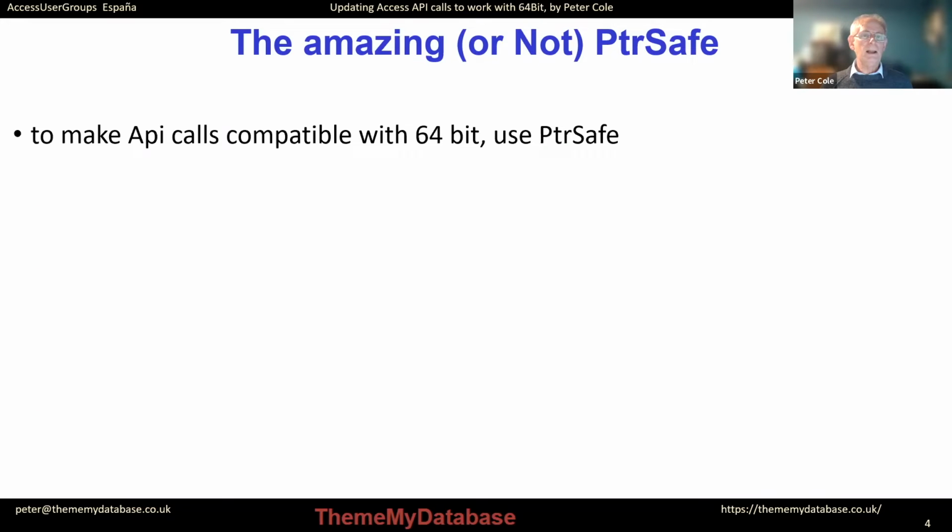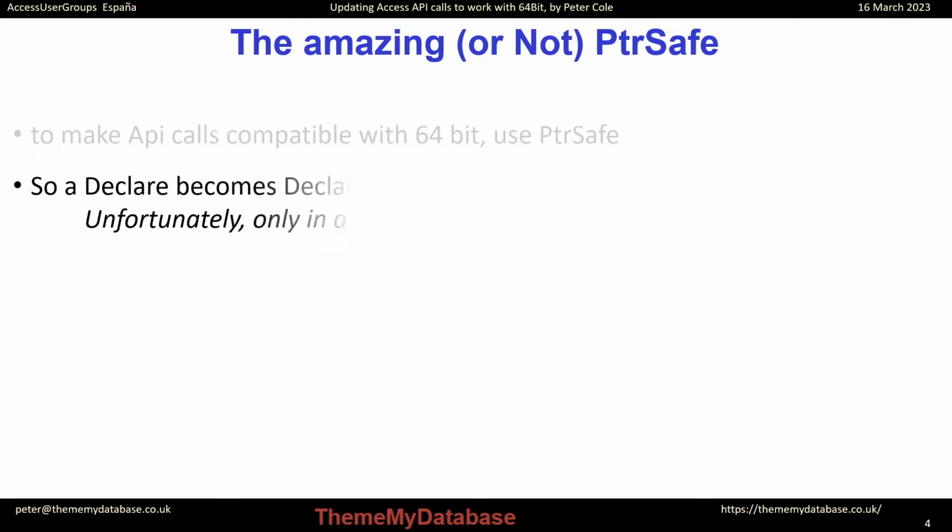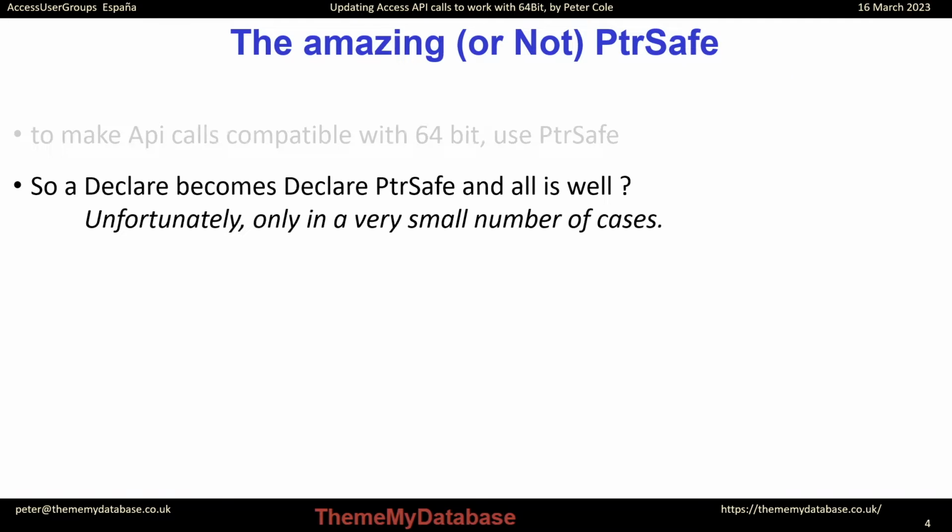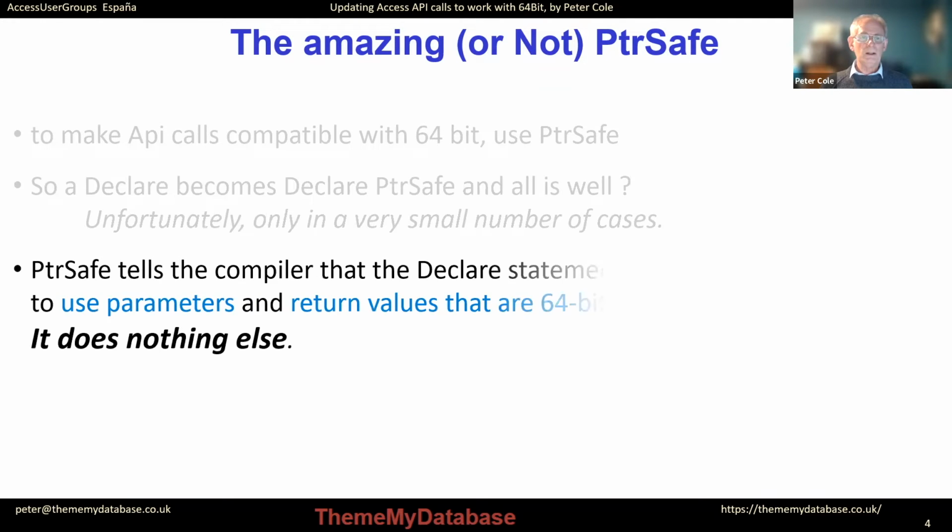To make API calls compatible with 64-bit, we have to use PtrSafe. But it doesn't actually do anything apart from making the compiler know that the 64-bit adjustment has been done.